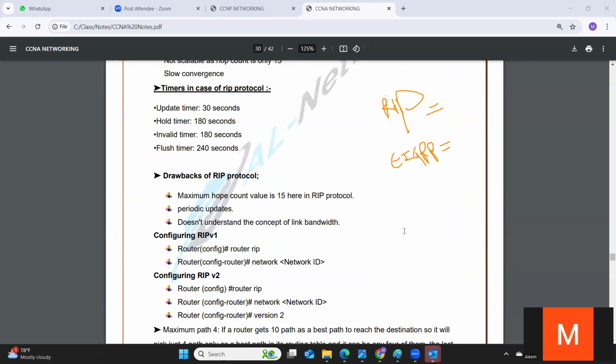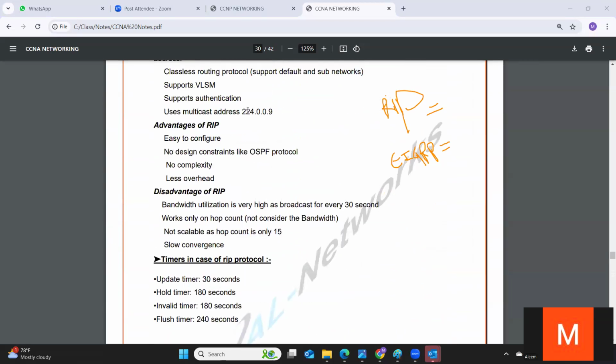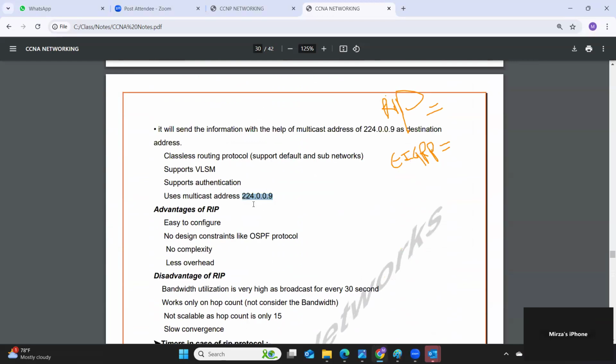RIP version 2 uses a multicast IP address. You can check here, we already discussed it. It is 224.0.0.9, and this one is 224.0.0.10. So don't forget these things.